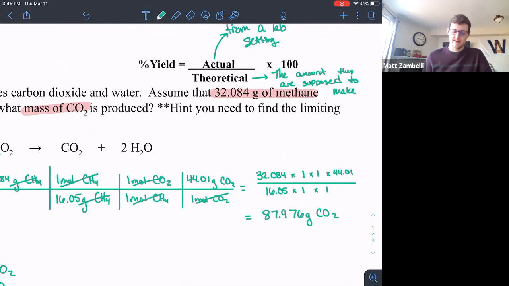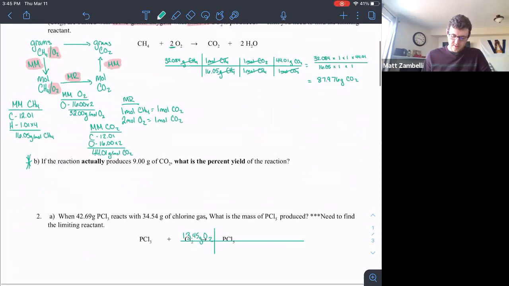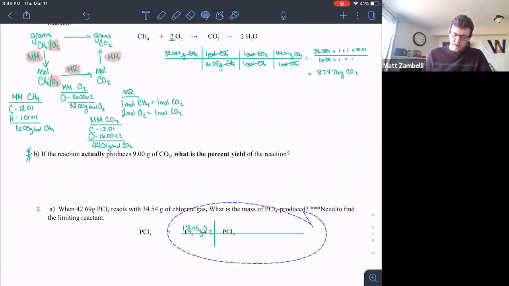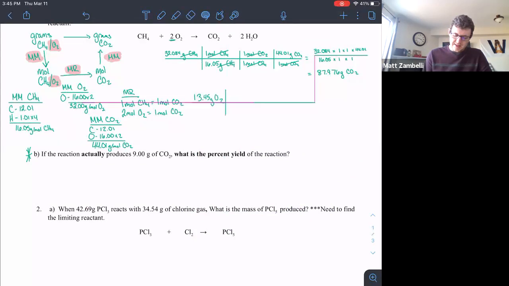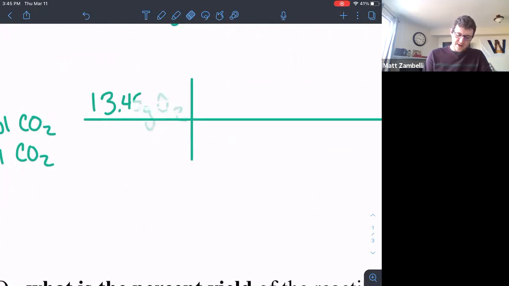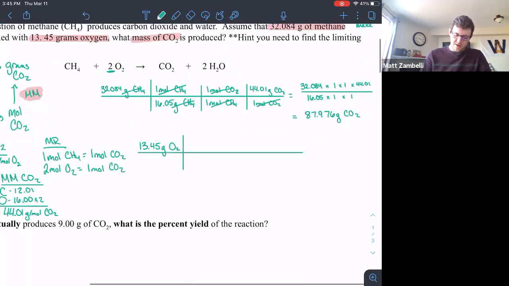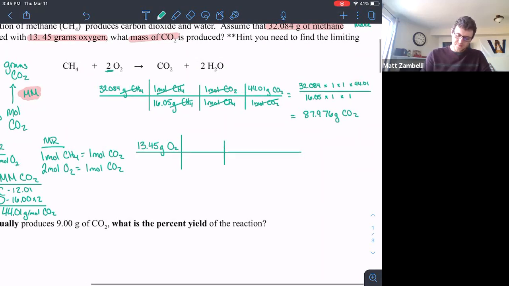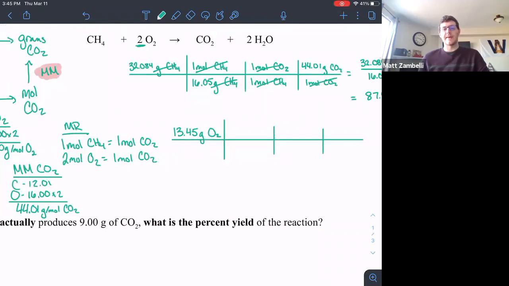So perfect. All right. So we're not done because we were told the mass of both starting things. So we're going to bring up our oxygen now, and we're going to do it a second time. So we're bringing up that 13.45 grams of oxygen. And we're doing it a second time. We're going to have those same 3 divisions. But now instead of methane, we're using oxygen. So what's my next step? Going from grams of oxygen to what?